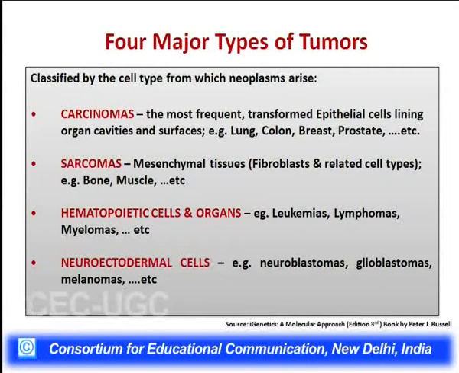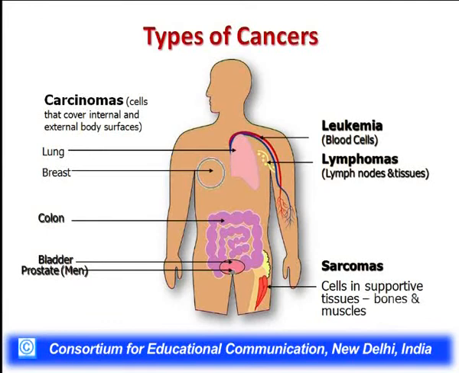Now, based on them, let's see the location or the point where exactly these are present. The first one is the carcinomas. These carcinomas are present basically in the areas which cover the cell surfaces. So it includes lung cancer, breast cancer, colon cancer, bladder cancer, and prostate cancer in men. The next one is the hematopoietic stem cell cancer, which includes the leukemias, basically of the blood cells, the lymphomas, of the lymph nodes and tissues, and the sarcomas, which are basically in the cells of the supportive tissues, bones and the muscle cells.